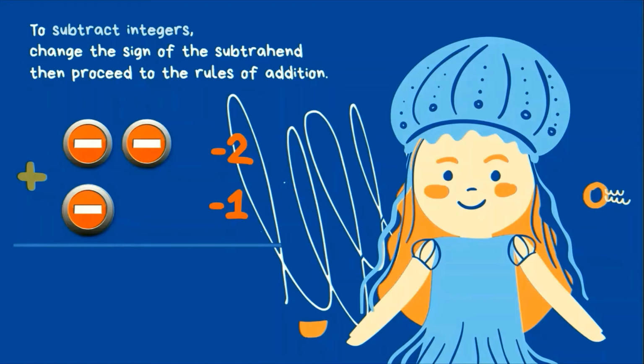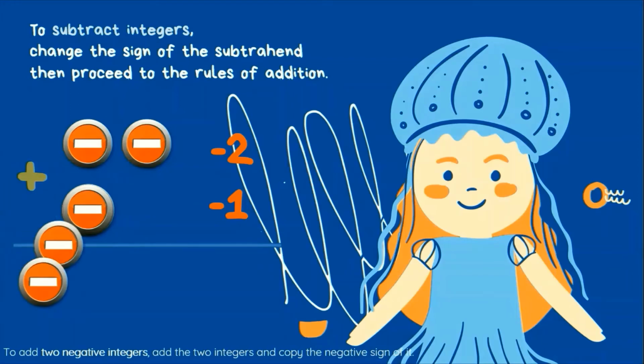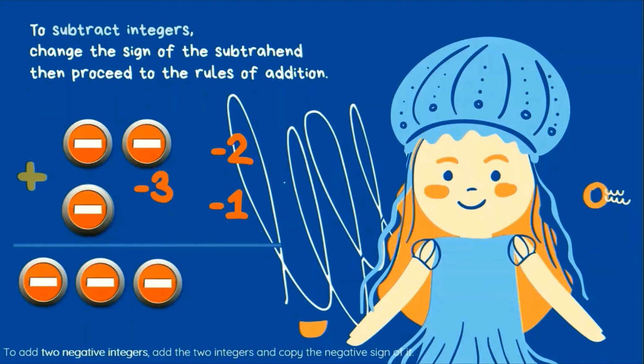And applying the rules of addition, to add two negative integers, add the two integers together and copy the negative sign of it. Since ito ay addition na, pwede na natin silang i-combine lahat. 2 plus 1 is 3. Copying the negative sign from both of them, yung 3 ay magiging negative 3. Kaya naman, ang ating original problem na negative 2 minus positive 1, ang sagot ay negative 3.